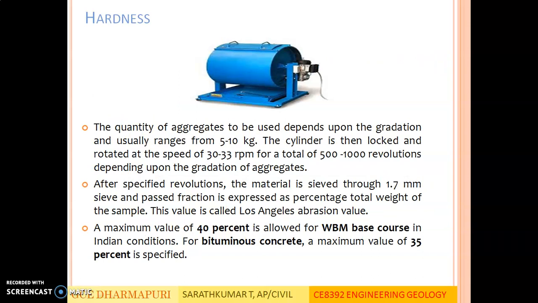So here, you take the aggregates and place them with the steel balls inside the drum of the Los Angeles abrasion testing machine, and you start rotating. After a particular number of rotations of the drum, we take out the sample and sieve it through a 1.7 mm sieve, and we find the percentage of fines as a share of the total weight of the sample.